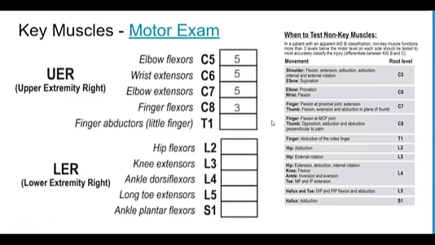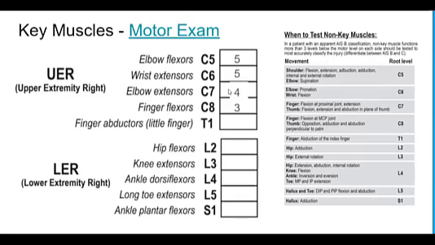So if we take a look at this in the motor exam, say we had a 5 here for the elbow flexors, a 5 for wrist extensors, a 5 for elbow extensors, and a 3 for the finger flexors, and then assuming we had maybe zeros below that, the level would be a C8, okay, because we have a 3 and the next segment above is a 5, so we consider this normal for C8. So C8 would be our motor level on the right side.